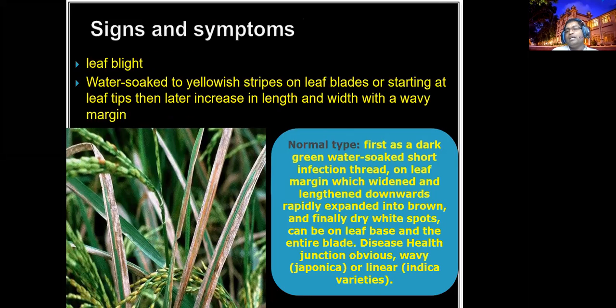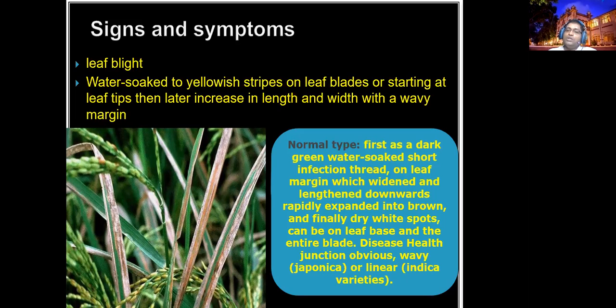There are five types of symptoms you can expect. The normal type: first a dark green water-soaked, short infection streak, which means light yellowish marking. If you observe the light yellowish marking, you can think that something is happening. Since this is a bacterial disease, management is sometimes difficult.